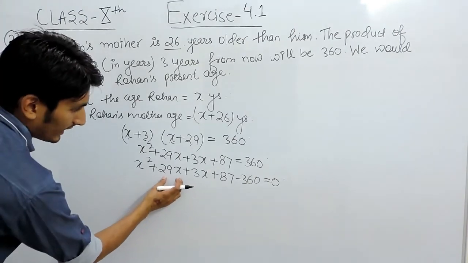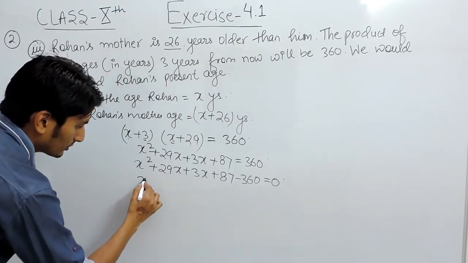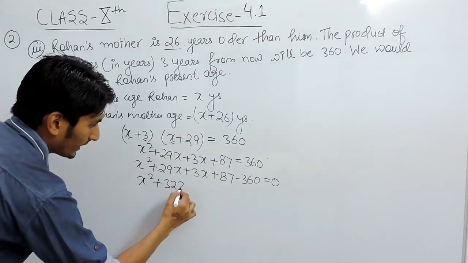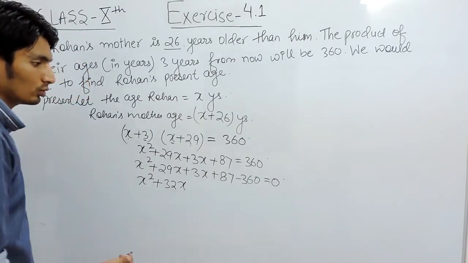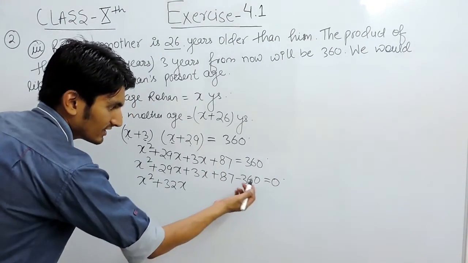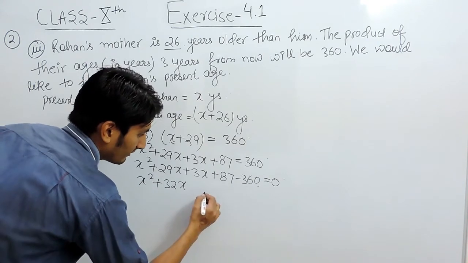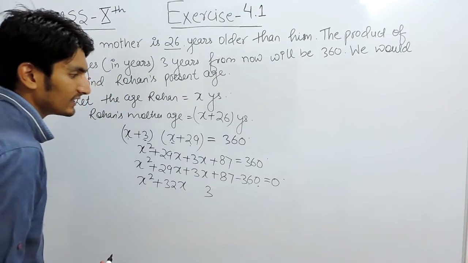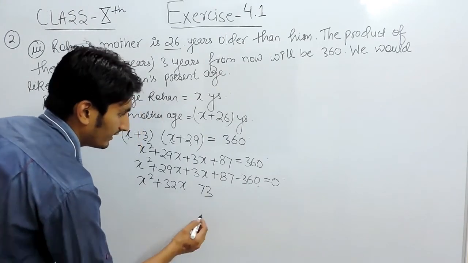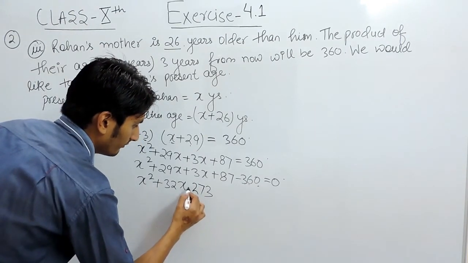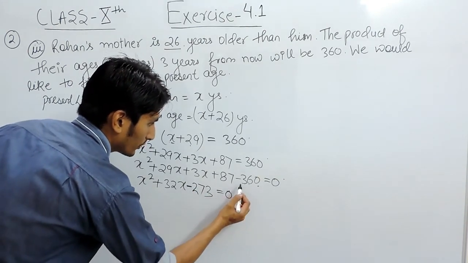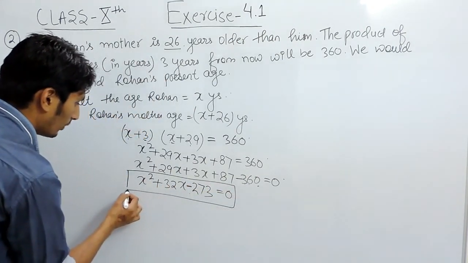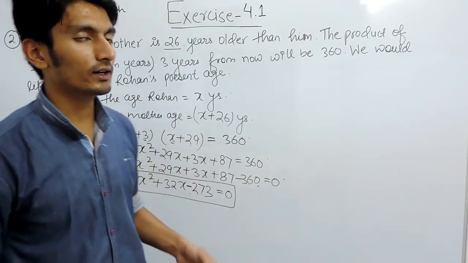Now this and this are like terms, so this can be solved. So 29 plus 3 is 32x, and plus 87 minus 360. When 87 is subtracted from 360, the result is 273, with a negative sign because the greater value has the negative sign. So x square plus 32x minus 273 equals 0. This is our required quadratic equation for this particular question.